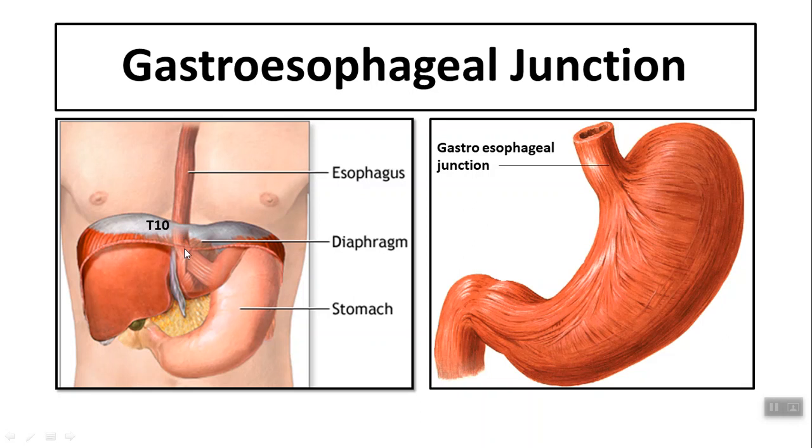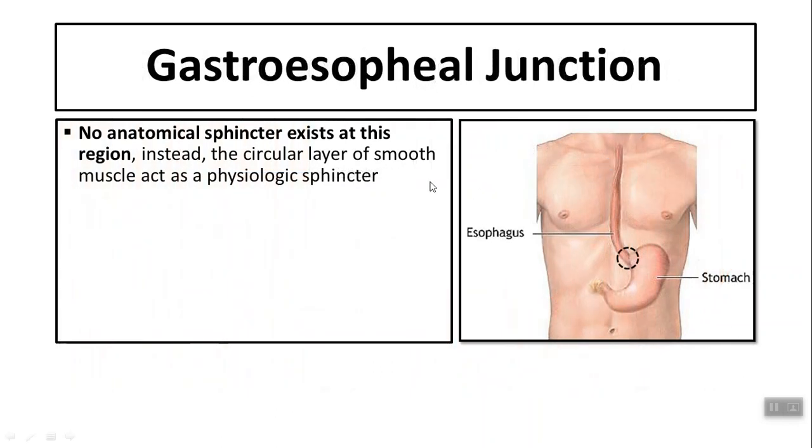Then we will have the abdominal part. It is a very short part, about half an inch, that extends in the abdominal cavity to join the stomach at the gastroesophageal junction, on the right side of the stomach. This junction has no anatomical sphincter. No anatomic sphincter exists at this region.